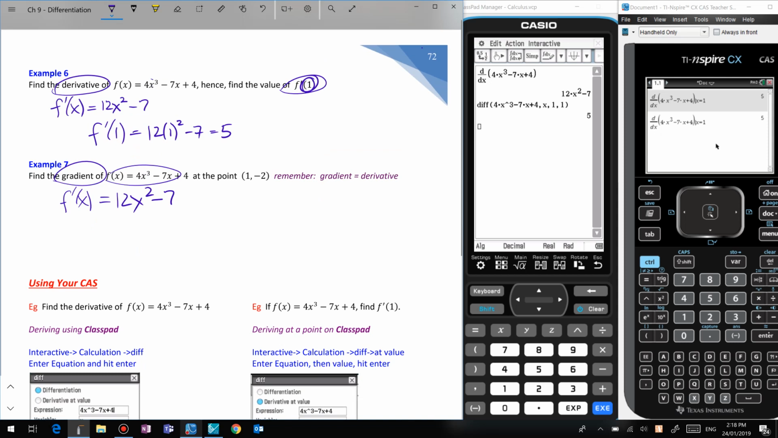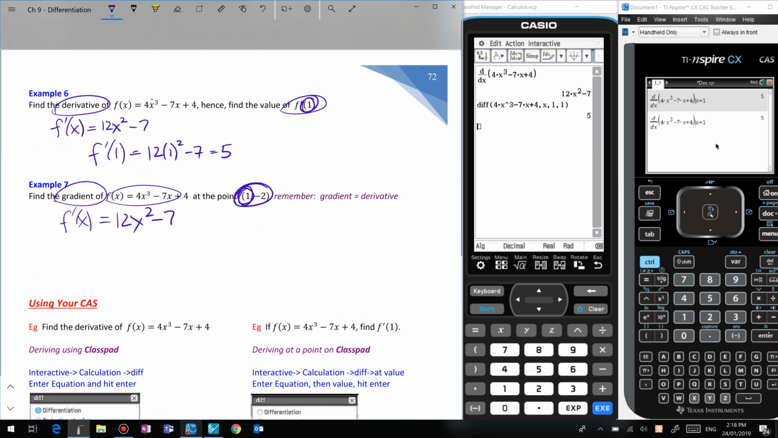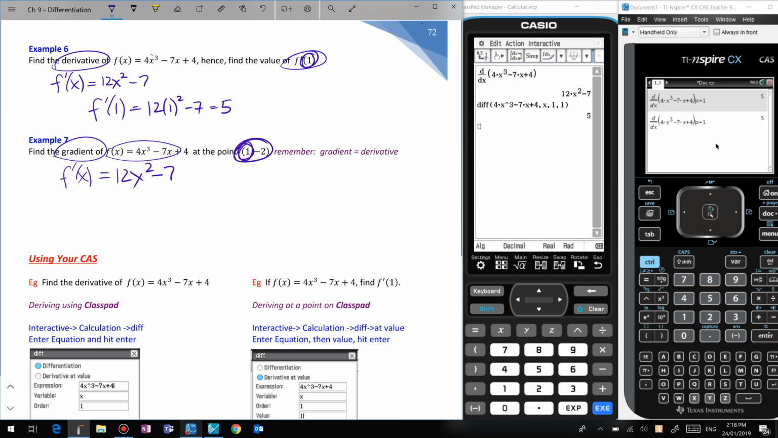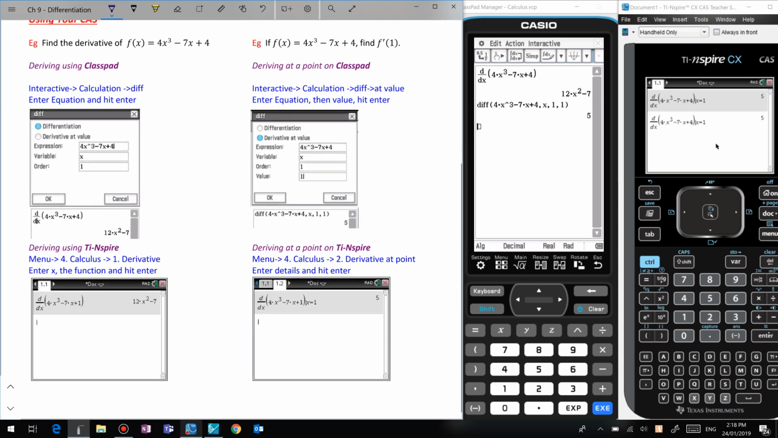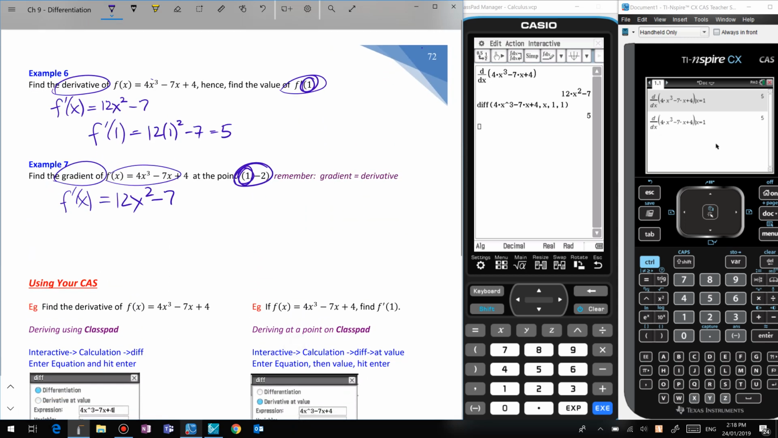Okay, so 12x squared minus 7. Now it says at the point, and in methods you're only ever going to worry about the x value because we only ever find gradients at x values. So I keep scrolling this. So f dash of 1 is 12 times 1 squared minus 7, which is 5.